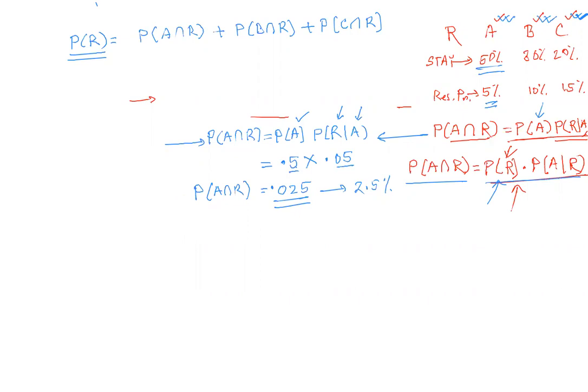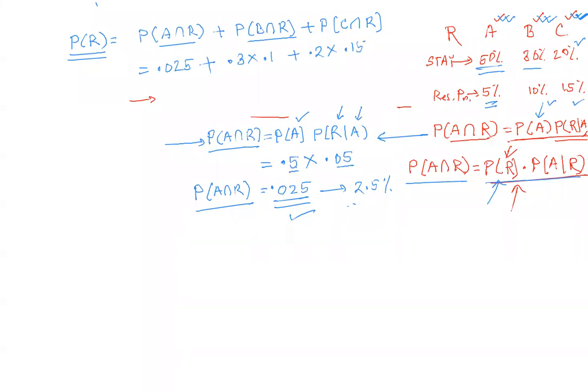Now, look, the probability of A and R is 2.5% or 0.025, plus the probability of B and R. The probability of staying at hotel B is 0.3, so 0.3 times the probability of having a problem if you stay at hotel B, which is 0.1, plus the probability of staying at hotel C, which is 20% or 0.2, times the probability of having a problem, which is 0.15.